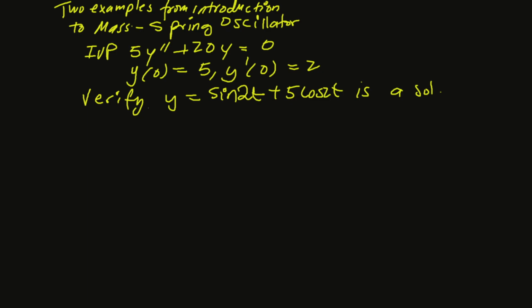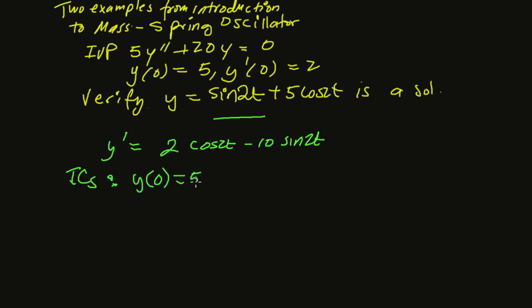Okay, so let's deal with the first request. To verify that this is a solution, we're not going to verify only the equation. We will also verify the initial conditions. So let's get the first derivative, using chain rule. Alright, so initial conditions, y of 0 equals 5.